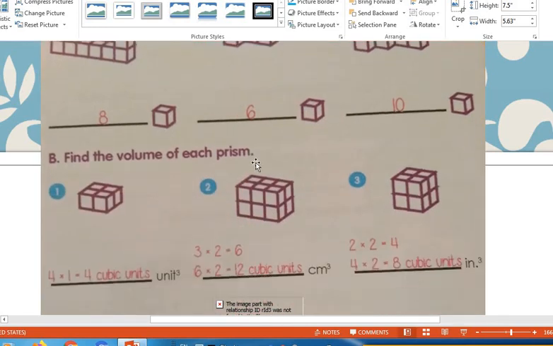Find the volume of each prism here. Here the volume is 1, 2, 3, 4. It's repeated just 1 time, so 4 cubic units. And here 3 times 2, 6. Then 6, how many layers? 2. So 6 times 2, 12 cubic units. Here 2 times 2 equals 4. Then I will take the 4 and multiply it by how many layers? 2. So 4 times 2, 8 cubic units.